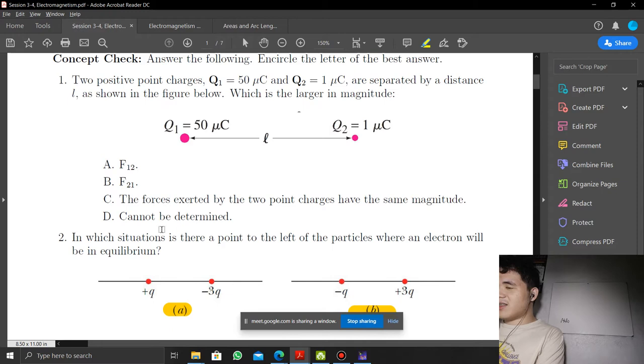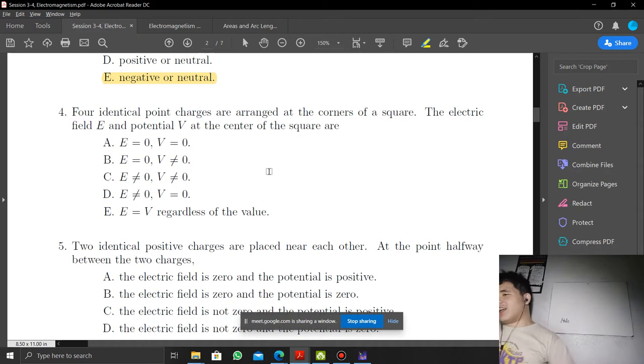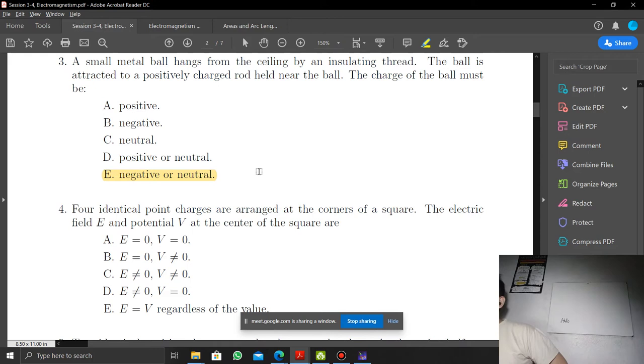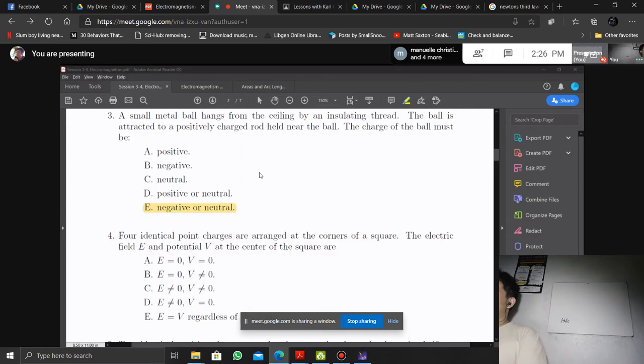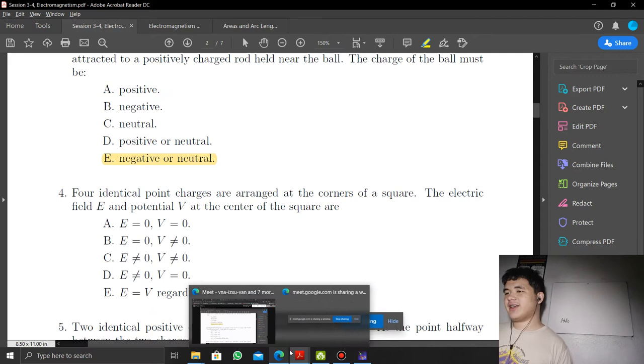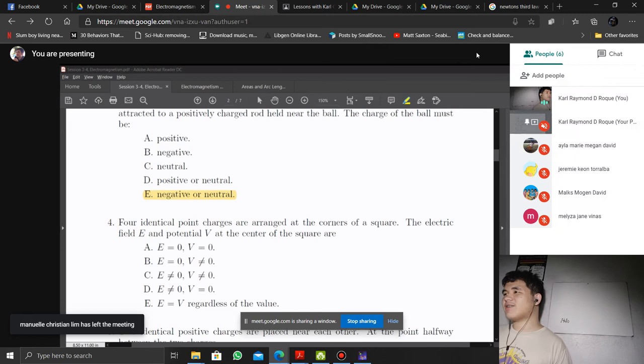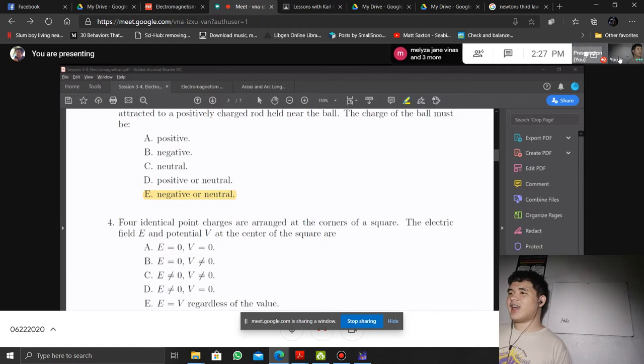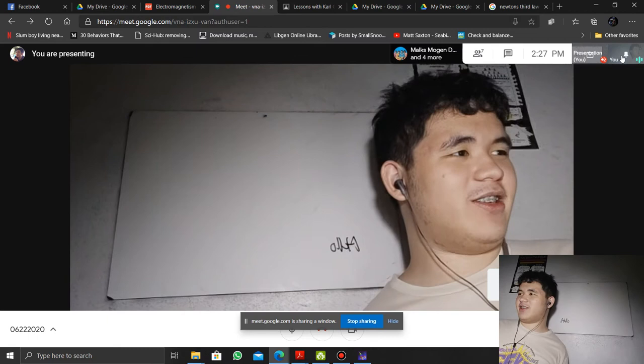Nagigets ba ng iba? Gets naman? Kung bakit negative or neutral? Okay. Sige, number 4. What do you think? I'll just draw the figure para makita natin, no? For identical point charges, so doesn't matter kung anumang klaseng charge yun. Pero sige, I'll just draw the situation. Why do you think of the answer, no? Sige, go. Let's see.